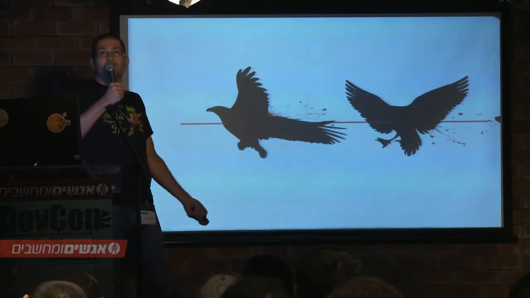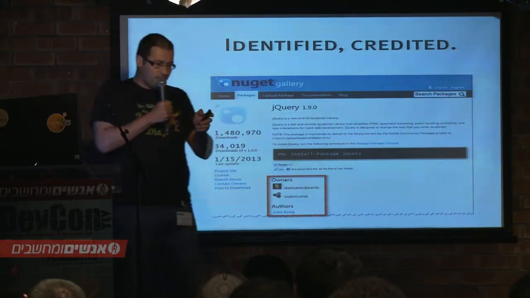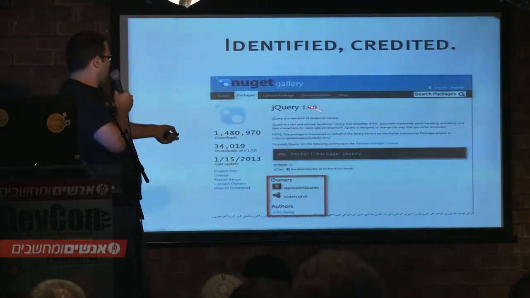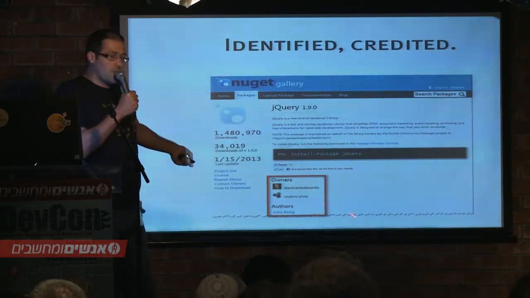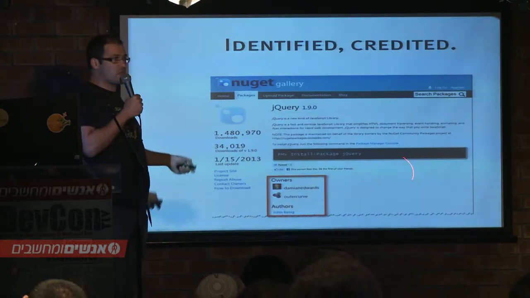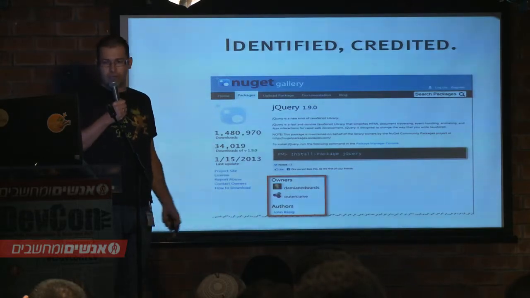So there are tools that do it right. Here is an example. NuGet is a fine example. You look at the package at jQuery, and you actually see who is the owner of the package, and more so, who the author of the package is, not meant to be the same guy, actually.